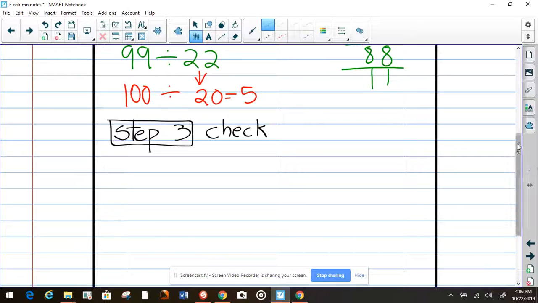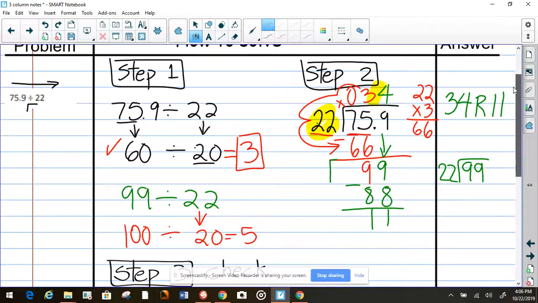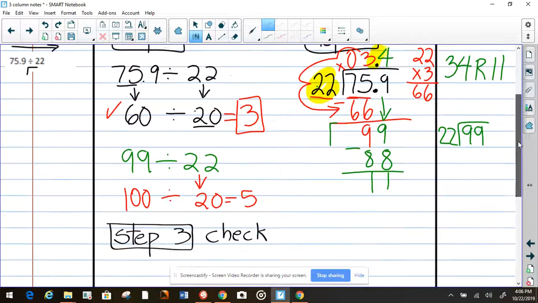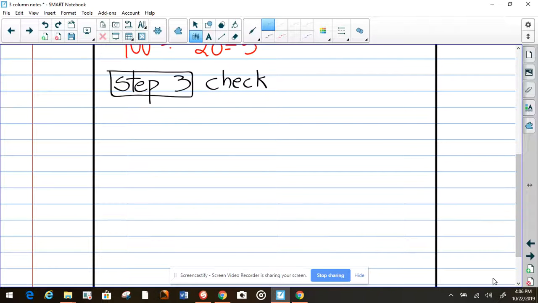We said divisor times quotient is 34. Oh wait, give me a second. I forgot. Don't forget this, my friends. There's a decimal point here, and there's a decimal point in the quotient. So it's 22 times 3.4.